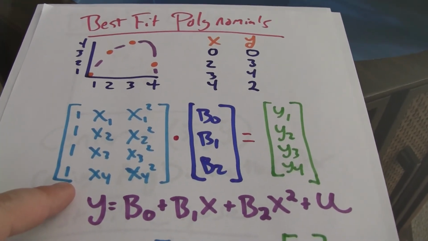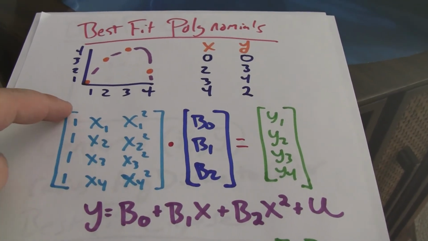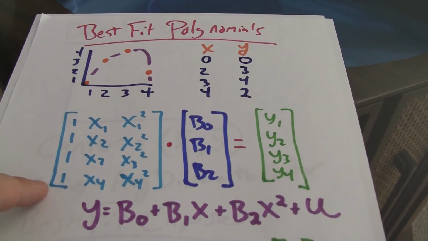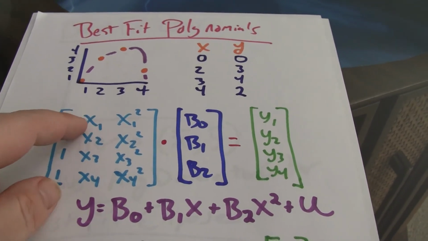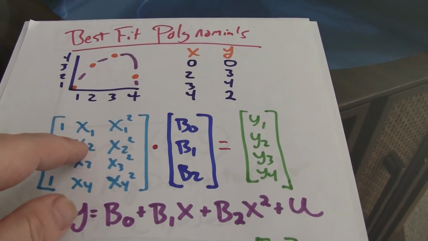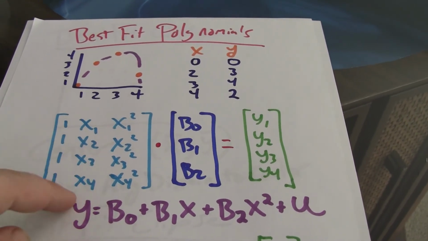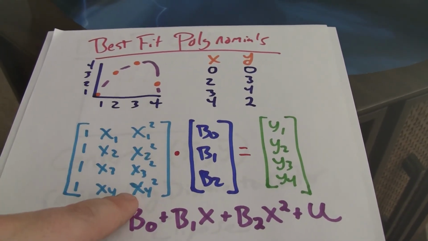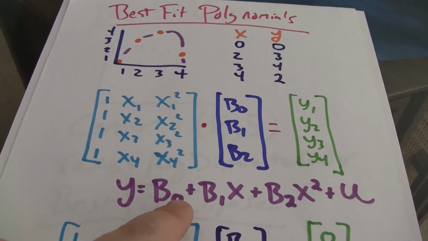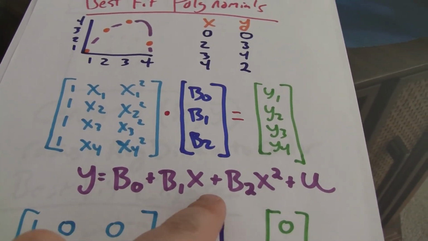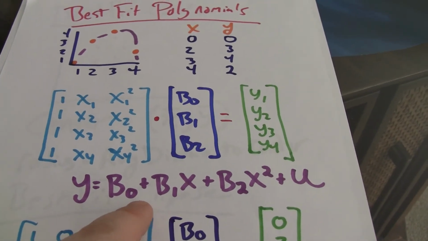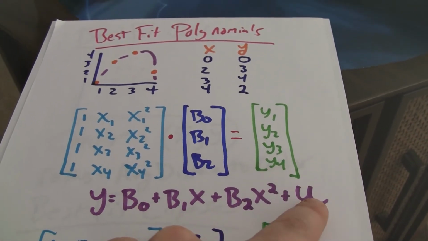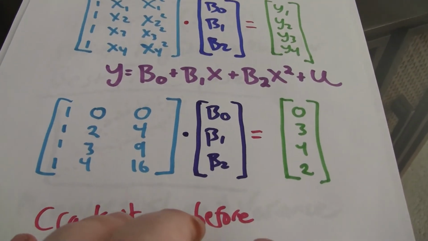To include our beta naught this time, I add this column of 1s here. And then we have a column of all of our x values, which will be the same as this column here. And then this is all of that squared, right? So the model that we're doing with this is y equals beta naught plus beta 1 times x plus beta 2 times x squared plus u. And that'll give us our polynomial, right?